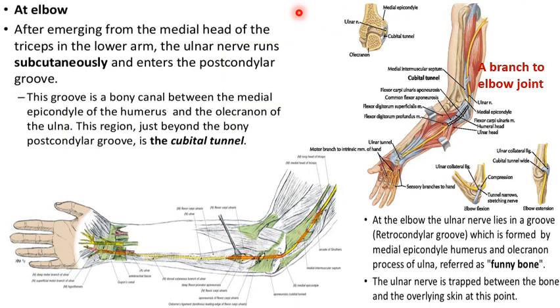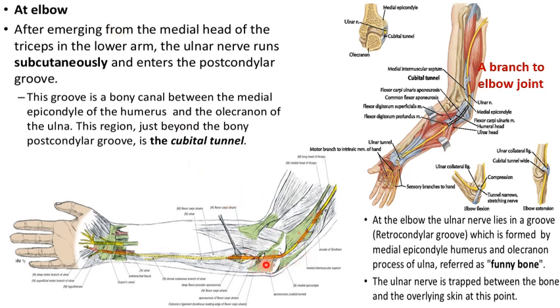Its course at the elbow. So here you can see this is the ulnar nerve. So this is the medial head of the triceps. This is the medial intermuscular septum. So it is lying between the medial intermuscular septum and the medial head of the triceps. In the posterior compartment, it is descending down. As it descends down at the elbow, it is related to the posterior surface of the medial epicondyle and the olecranon process.